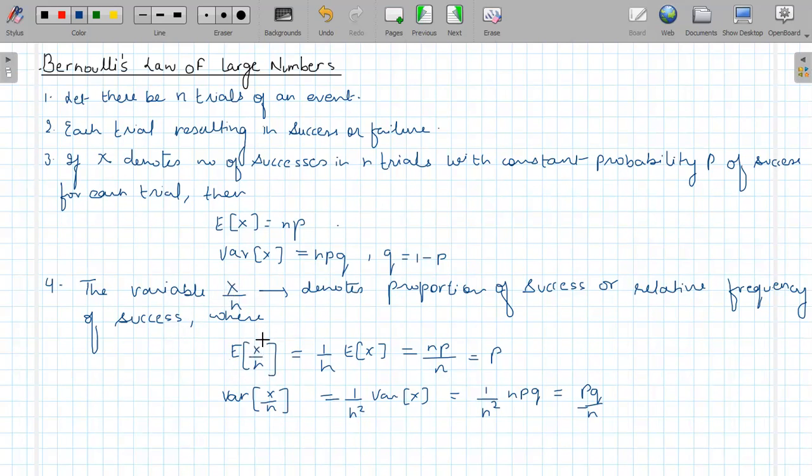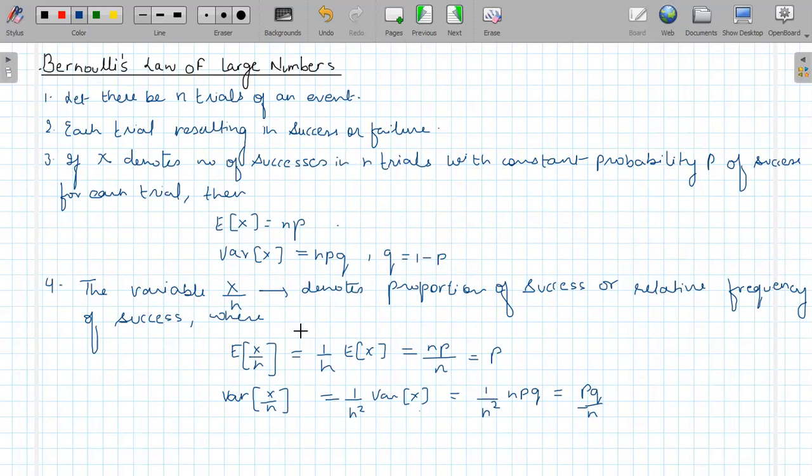If you find the expected value of this variable, then it would be 1 upon n into expected value of x, by the property of expectation. It is equal to np upon n, because expected value of x is np. So it is equal to p. And variance of x upon n is equal to 1 upon n square into variance of x, that is equal to 1 upon n square into npq. So this is pq by n.